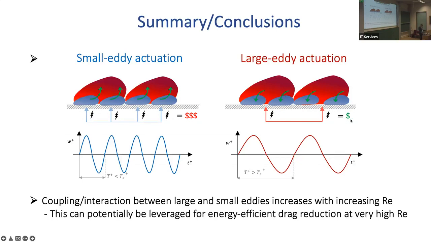And then we have green, okay? Green is good. And importantly, this is my conjecture, that coupling and interaction between the large and the small increases with increasing Reynolds number. So quite often when we go to high Reynolds numbers, it's just doom and gloom. In fact, here there's a better story. I think it'll work better as you go to high Reynolds number.